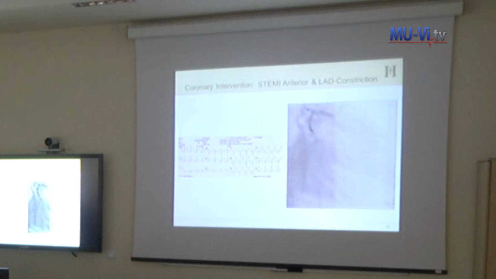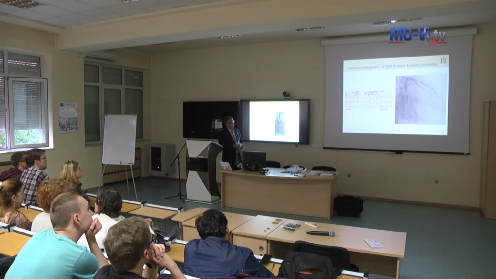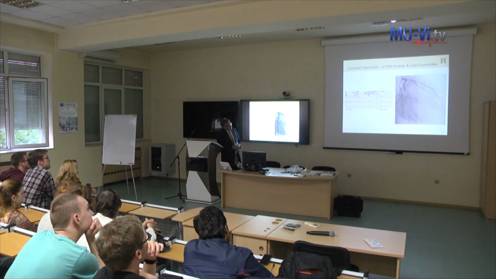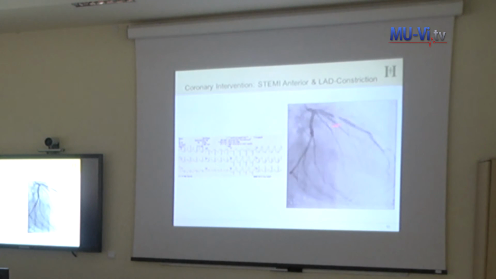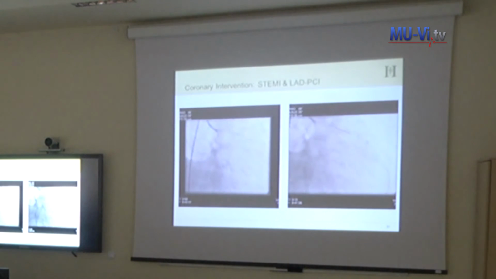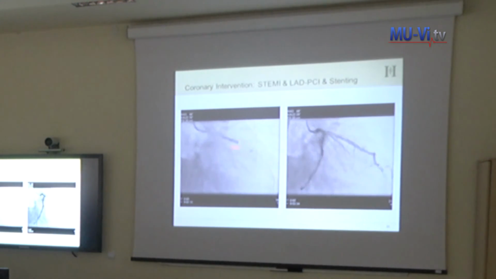This is an intervention with an anterior ST elevation infarction. You see the LAD, the left anterior descending, and the high-graded stenosis. Here it's over 99%. We wire it. It's always the same, so you can say cardiology is boring, but we wire it. We wire the whole vessel. We make a pre-dilatation normally. We make the stenting, and this is the result.